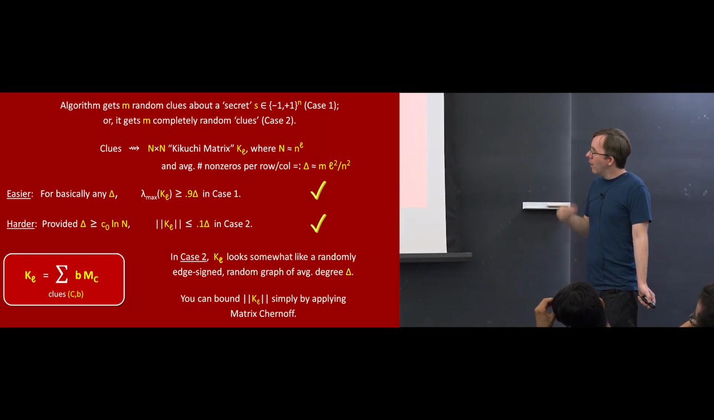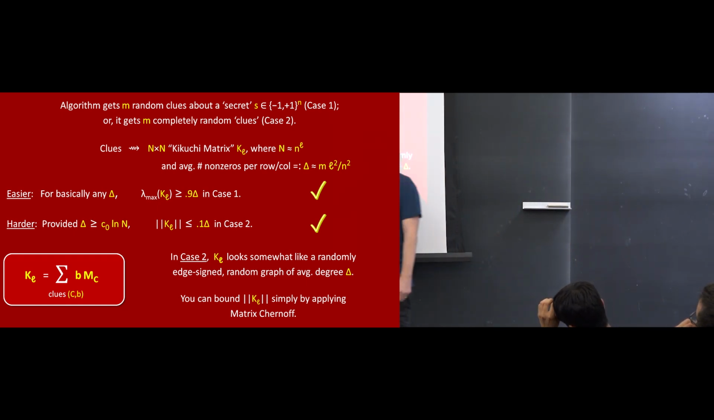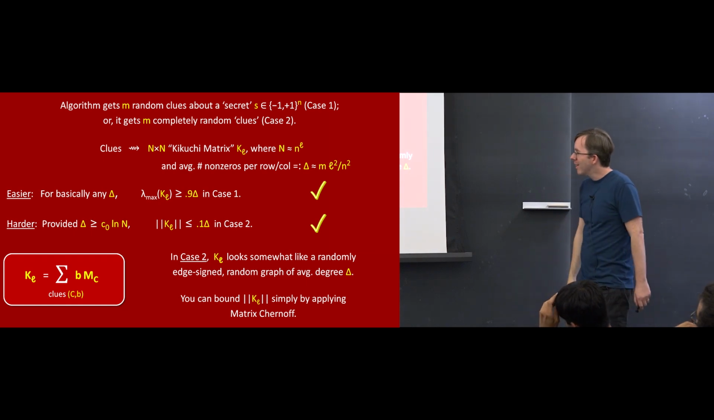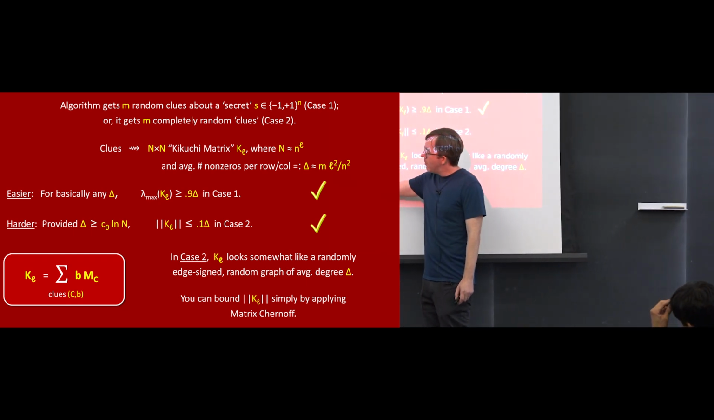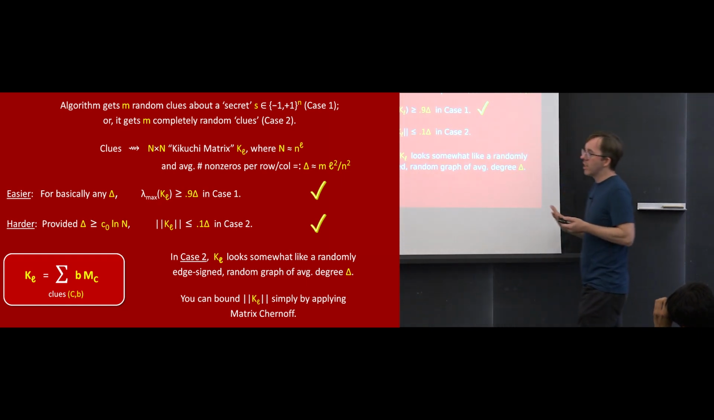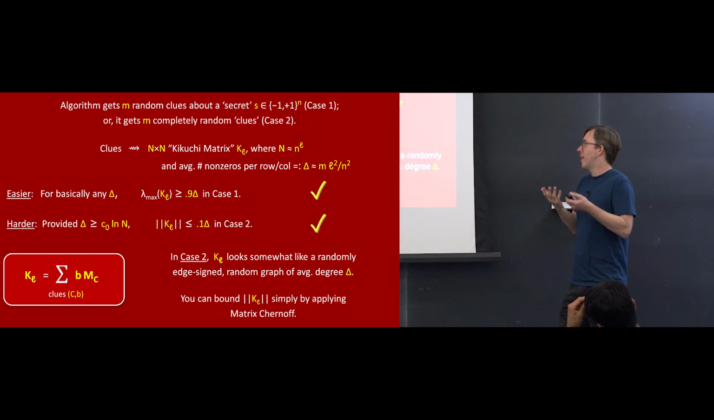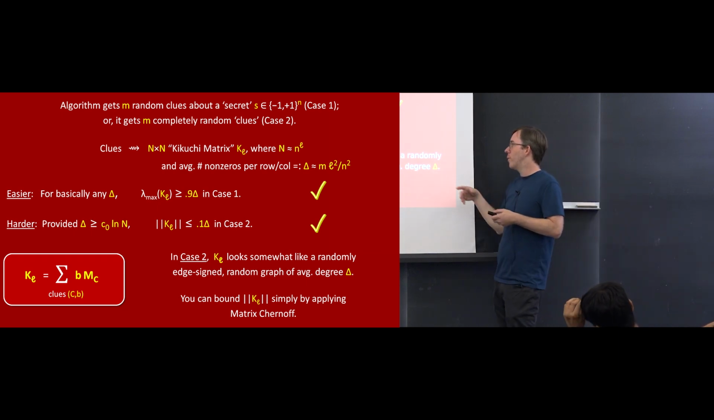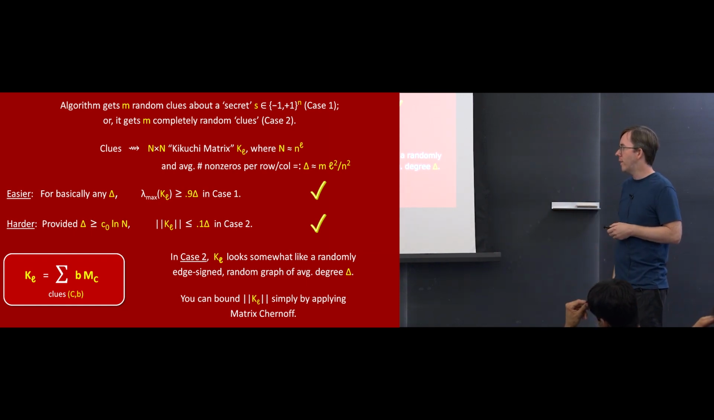Now let's imagine you're in case 2, where the C's are random, but also the B's are just random plus or minus 1 values. Then this becomes the adjacency matrix of a graph with edge signs. It's basically a randomly edge-signed random graph of average degree delta. And there are many theorems you can prove. If it were a truly random graph of this average degree with random edge signs, there are classical theorems saying it has all small eigenvalues.